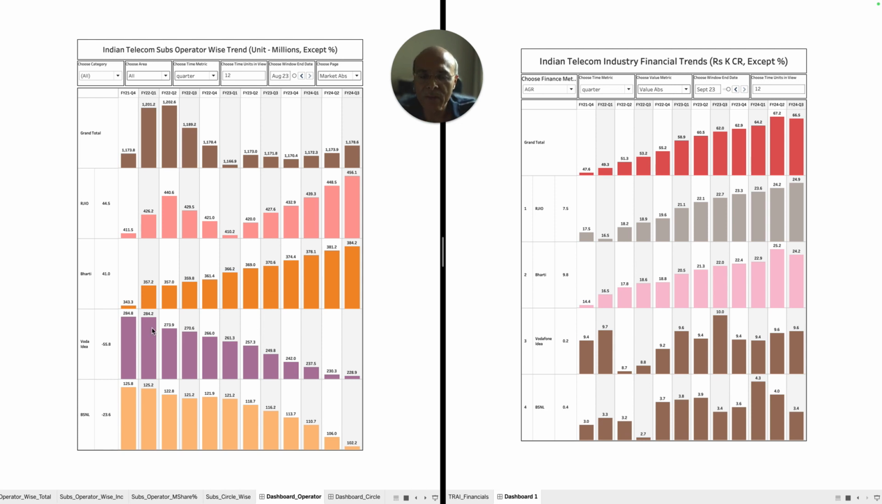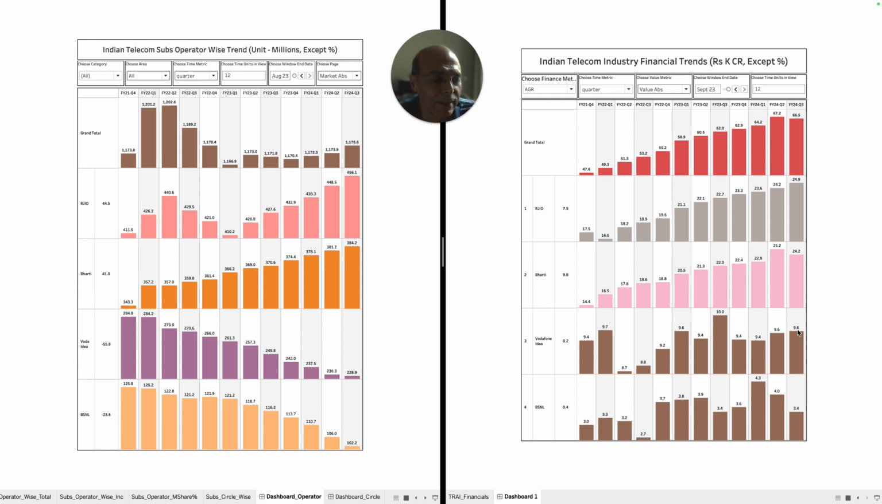Now look at Vodafone Idea. This is important. Let's focus on this. Vodafone Idea has lost 55.8 million subscribers within these 12 quarters. Their quarterly revenue numbers have largely remained the same or somehow increased. Look at this: 9.4 thousand crores in the first quarter of this window, when it had 284.8 million subscribers.